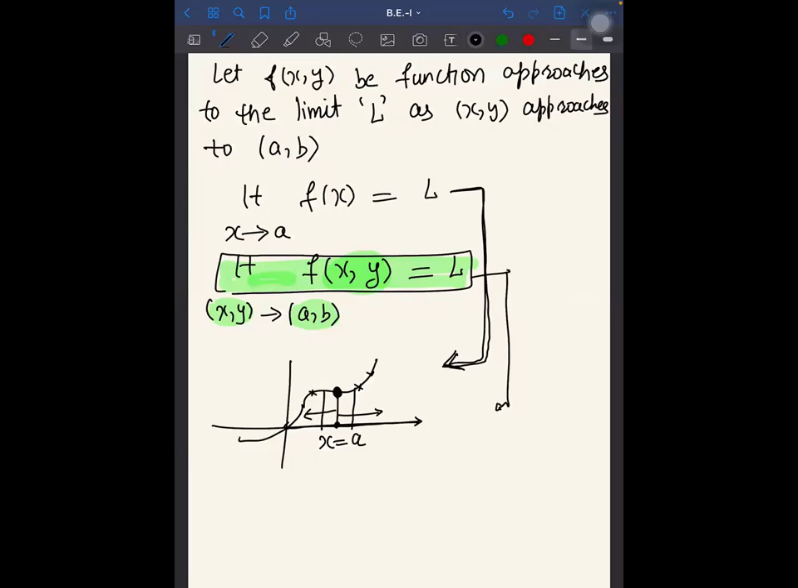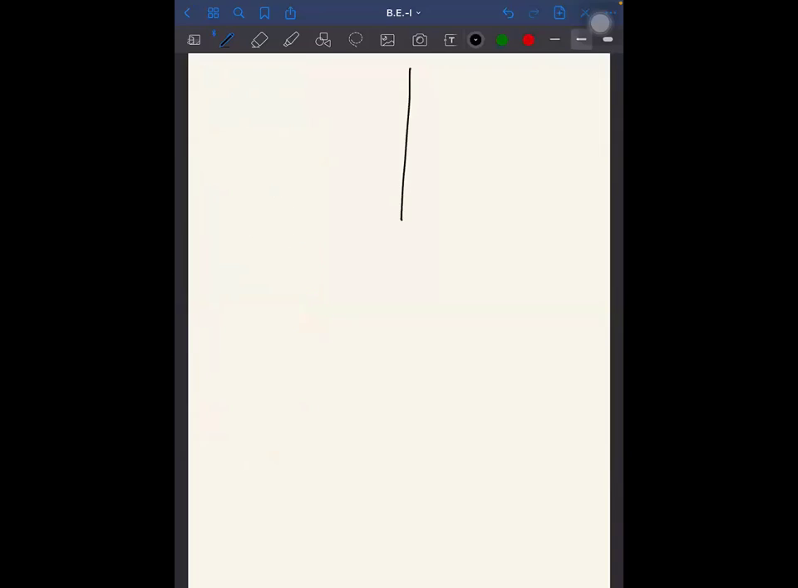Because its domain will have 2 variables. So let's say we try to plot it. If we plot it, it will look like something.